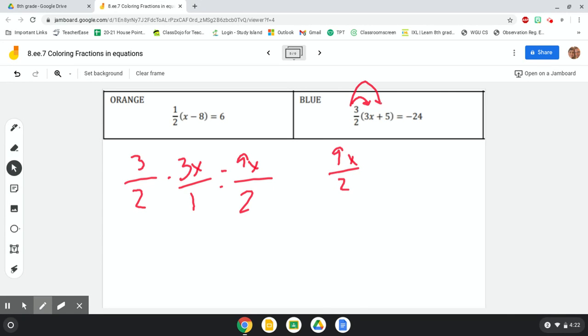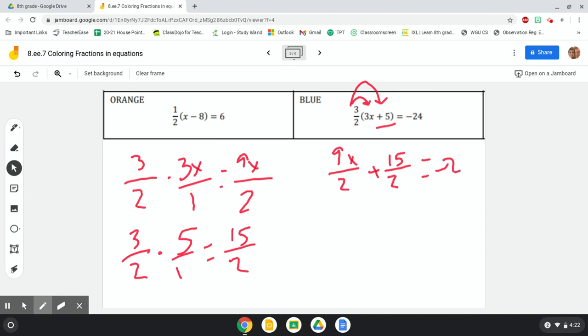Then I'm going to be multiplying that positive 5. So again, coming off to the side, that's 3 halves times 5 over 1. And that gives me 15 halves. So that's plus 15 halves. Okay, and I still have that equals -24. All I did was take care of that distributive property. Now, when I look at this, I'm looking at my fraction to get rid of that fraction next.